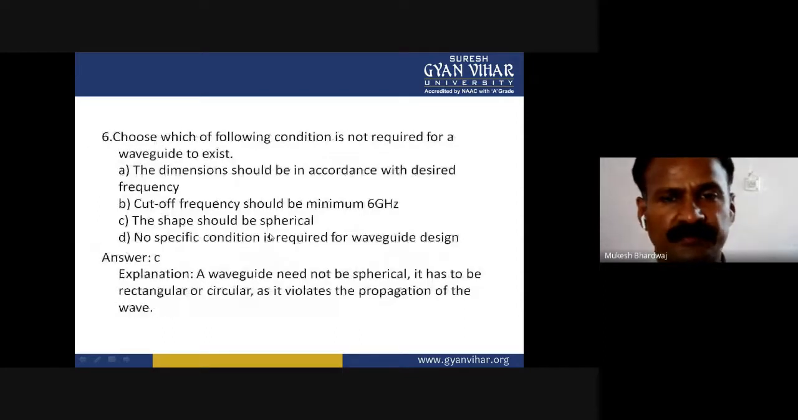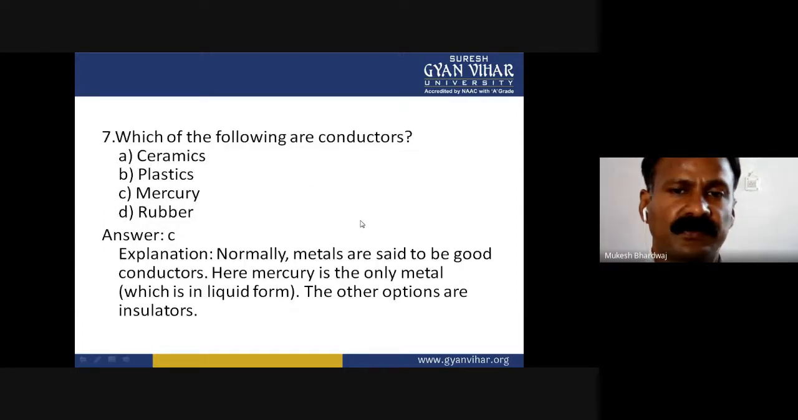Choose which of the following conditions is not required for a waveguide to exist. The dimension should be in accordance with the desired frequency. Cutoff frequency should be minimum 6 gigahertz. The shape should be spherical. And the fourth one is no specific condition is required for waveguide design. Answer C is the right answer. Which of the following are conductors? Ceramics, plastics, mercury, rubber. Mercury.